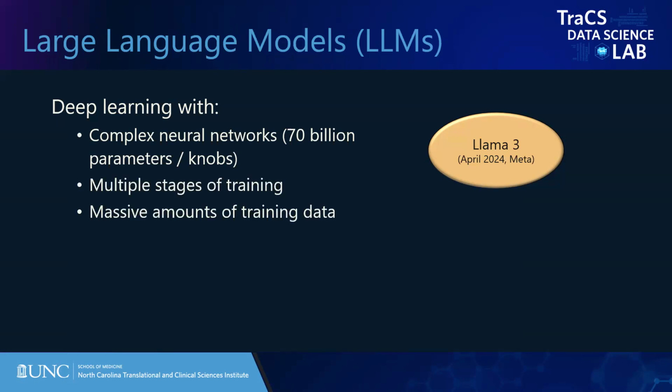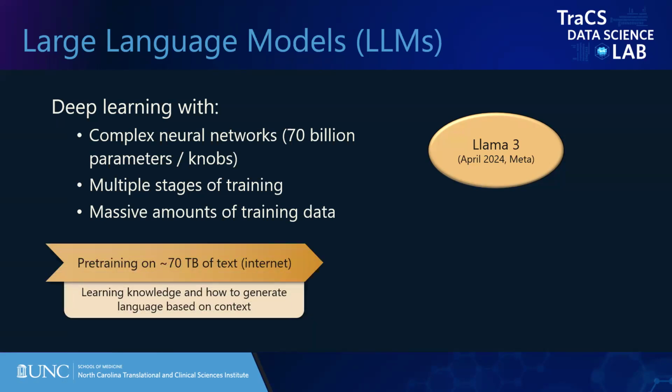And as we said earlier, to figure out how to optimize such a huge number of adjustments, you need a massive amount of training data. And specifically for LLMs, you need text data. So where can you find enough text data to train a model that has 70 billion parameters? It turns out there's a lot of text on the internet.